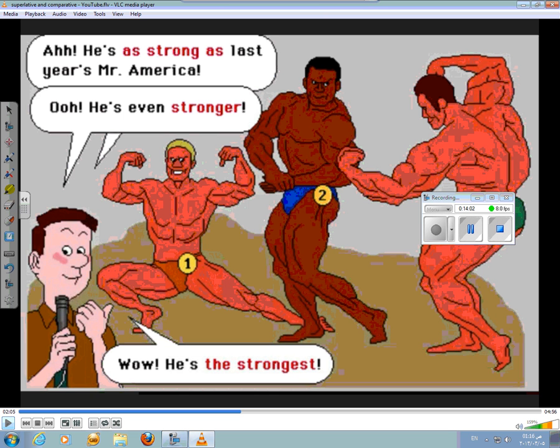Here we have the three ways of comparison. Either as strong as, where they are equal in being strong, or he is even stronger. I'm comparing between two by adding ER to the adjective. Or the strongest, which means he is the one who is not like others in being strong. I'm comparing him to many, and he is the strongest of them. I add EST. Let's hear another example.